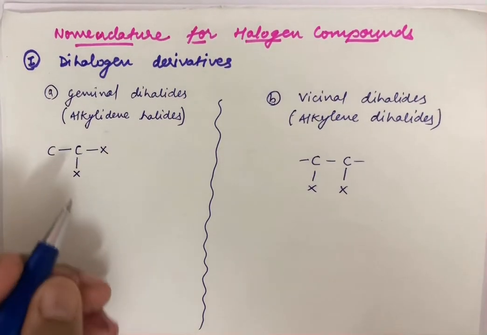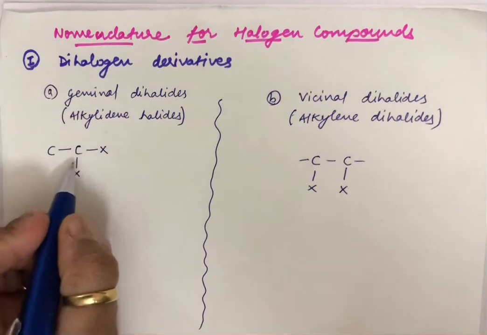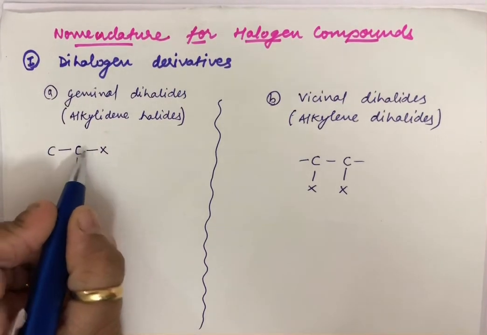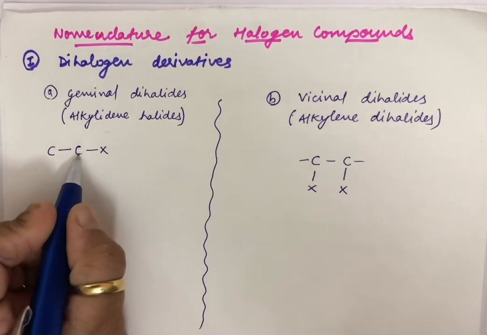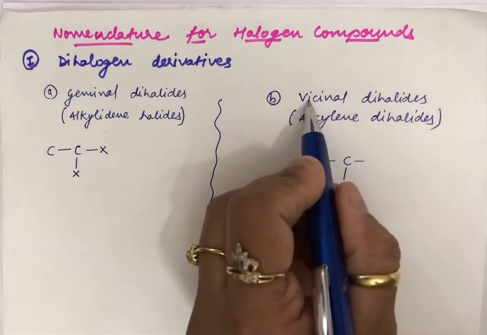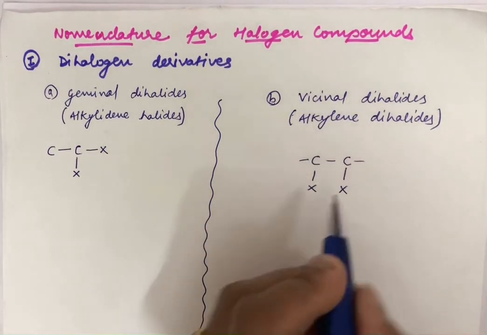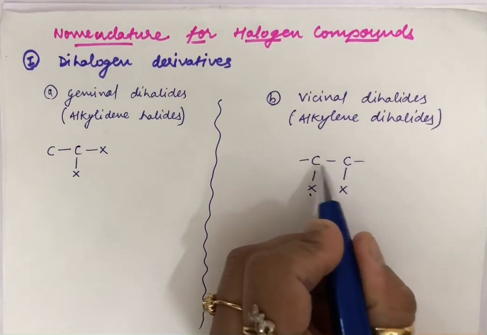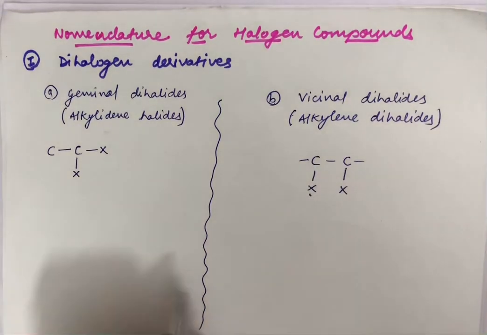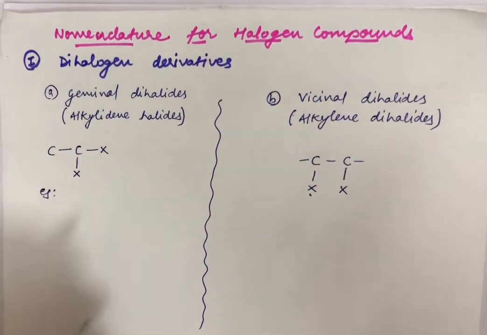Again I am repeating, geminal halides means two halogens are attached to the same carbon, and vicinal or alkylene dihalides are two halogens attached to adjacent carbons. So let us take an example for this.